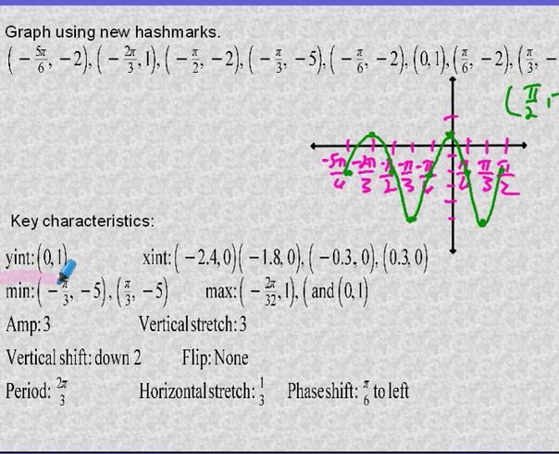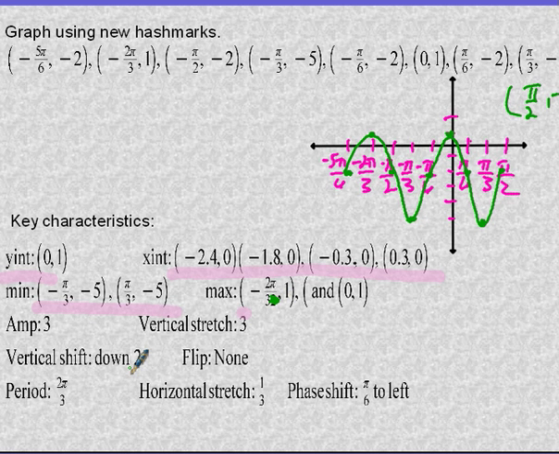Our y-intercept, fortunately, is there. We have to use trace to get our x-intercepts. Our mins are at -5, so we've got those two mins. Our max is at 1. Sorry, this should be negative 2 pi over 3. Amplitude is 3, is that right? Yes. Vertical shift down 2.